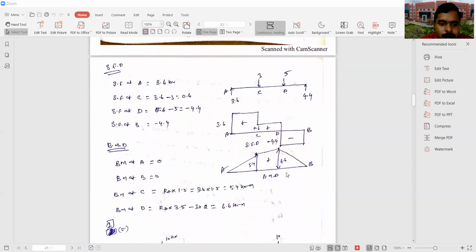Then bending moment diagram. So bending moment at A, obviously 0, there is no distance. Okay, considering the section at the left side, load into distance is 0, therefore RA 3.6 into 0, 0. And similarly, B is 0. And bending moment at C means load into distance, RA 3.6 into distance 1.5, you will get 5.4 kilonewton meter. And at point D, RA into 3.5 minus this downward load 3 into distance 2, so we will get 6.6 kilonewton meter. This is how you have to calculate and draw the bending moment diagram.